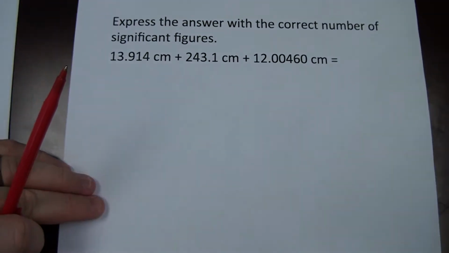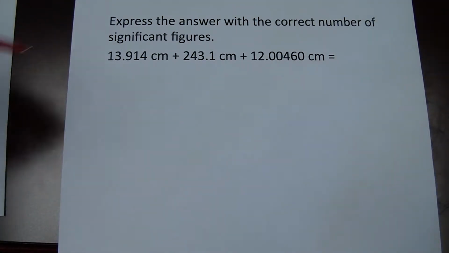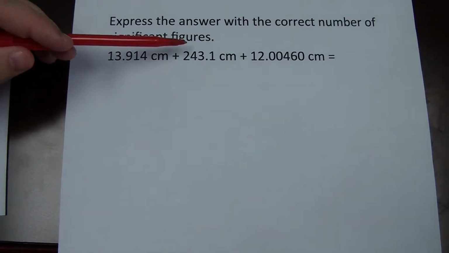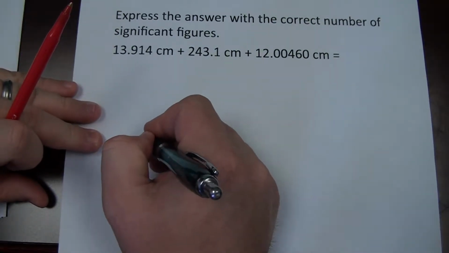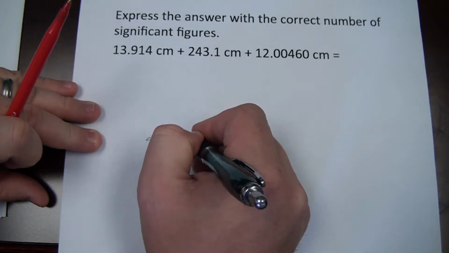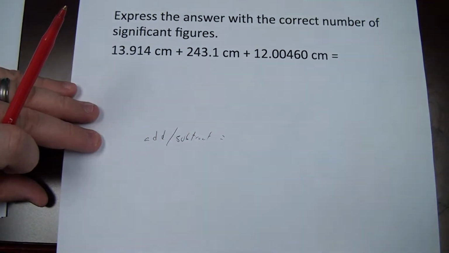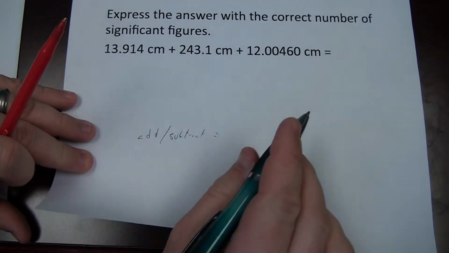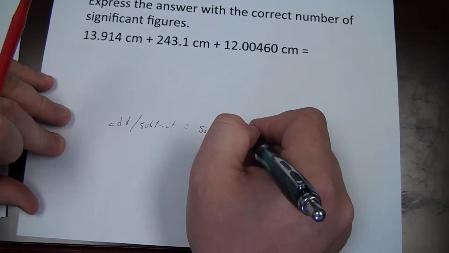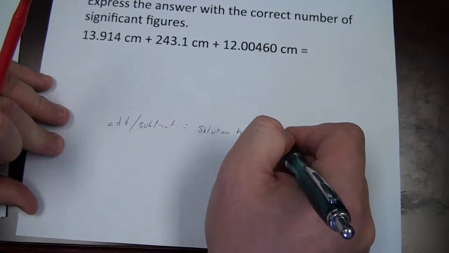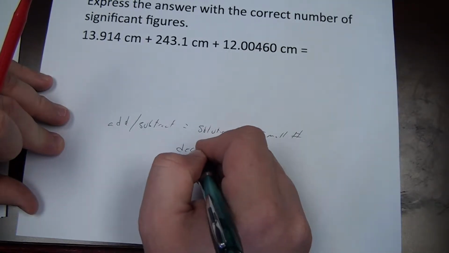Let's look at another one. Here we're going to express this one with the correct number of significant figures. 13.914 centimeters plus 243.1 centimeters plus 12.00460 centimeters. Notice in this case we are adding or subtracting. So when we're adding or subtracting, now we have a different set of rules for significant figures, and the solution has the smallest number of decimal places.